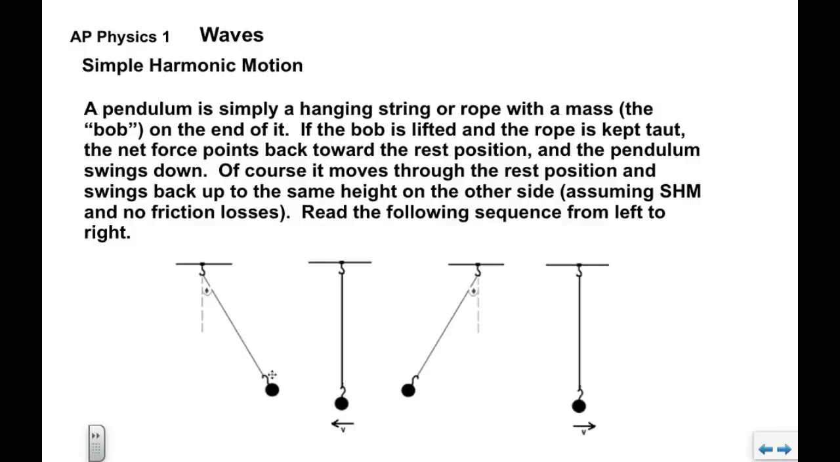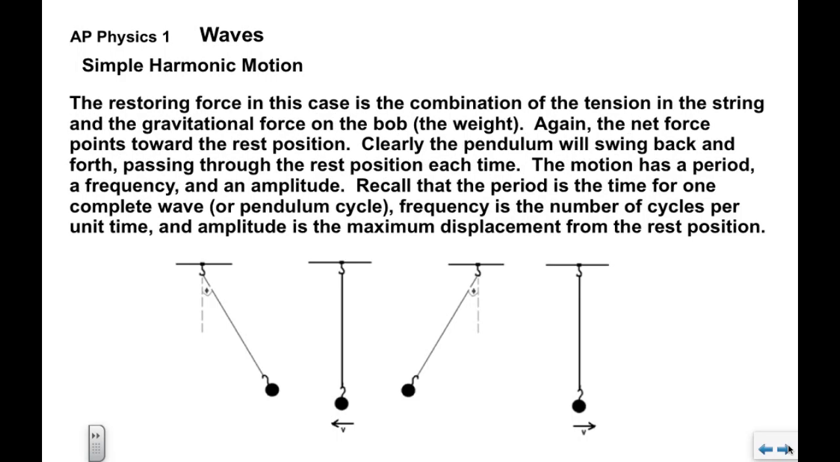If you read this sequence from left to right, the bob swings down through the rest position, swings back up to the other side, and then back down through the rest position, and it goes back and forth and back and forth. The restoring force in this case is the combination of the tension in the string and the gravitational force on the bob. The net force will point towards the rest position. If you look at the bob here, we've got mg down and F_T, the tension, pulling this way. The net force then would point to the left and down, which is toward the equilibrium position down here.